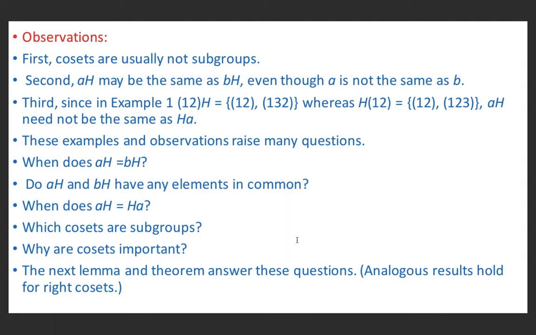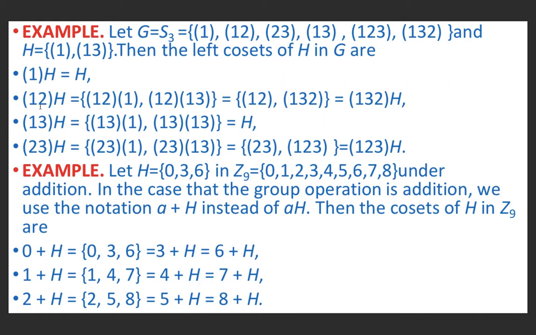So we observe some things. First, the cosets are usually not subgroups. Secondly, aH may be the same as bH even though a is not the same as b. Third, since in the first example (1 2)H is equal to {(1 2), (1 3 2)}, whereas H(1 2) is equal to {(1 2), (1 2 3)}, therefore aH need not be the same as Ha. Here (1 2)H is {(1 2), (1 3 2)}.